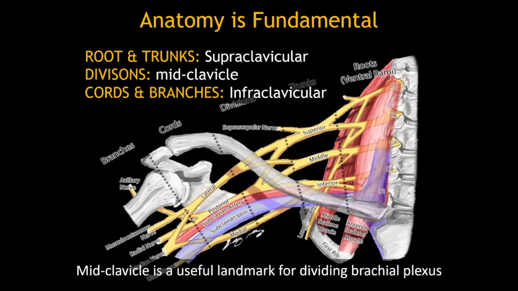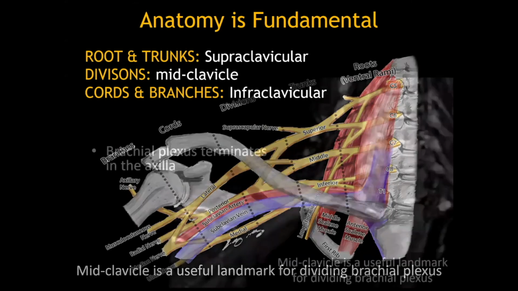Above the clavicle, or supraclavicular portion of the brachial plexus, you'll have your roots and trunks. At the level of the midclavicle, just behind, you'll have those 6 divisions. And then infraclavicular, or below the clavicle, you'll have the cords and the terminal branches.